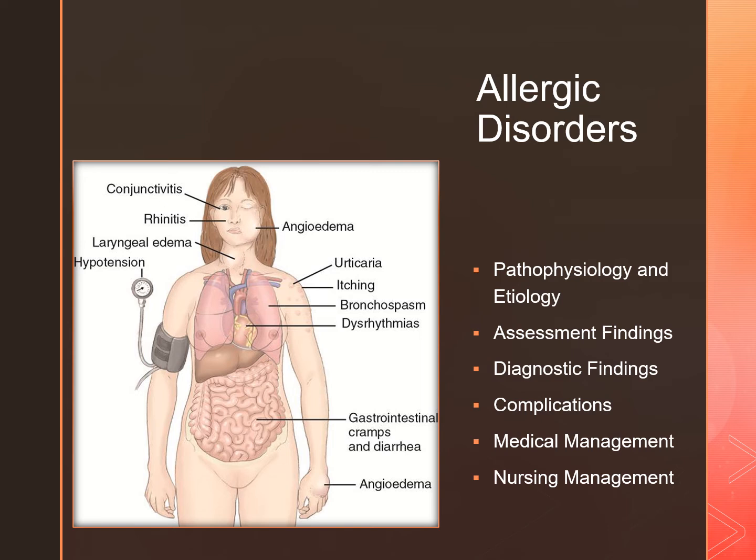Delayed hypersensitivity response, which is type 4: the antigens are initially phagocytized by macrophages. The sensitized T cells will then produce cytokines that cause an inflammatory reaction, and it can develop over several hours or days.